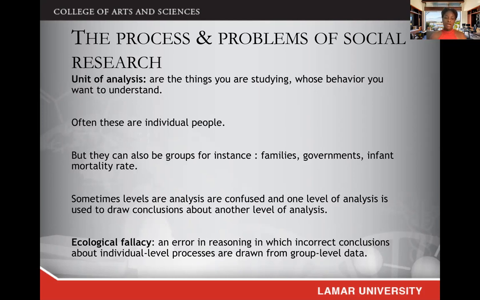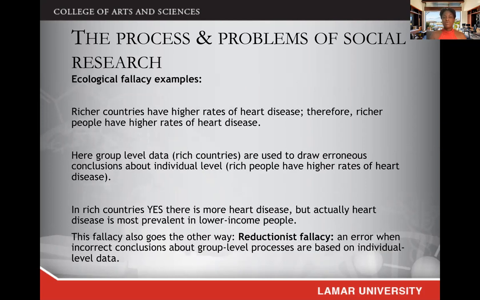So if you are talking about something that's happening on a group level, and then try to say that it's also happening on the individual level, you don't want to do that. You'll get an ecological fallacy. So an example is rich countries have higher rates of heart disease. Therefore, we would conclude that rich people have higher rates of heart disease. Here, group level data, the rich countries, are used to draw conclusions that are inaccurate about the individual level. Rich people have higher rates of heart disease.